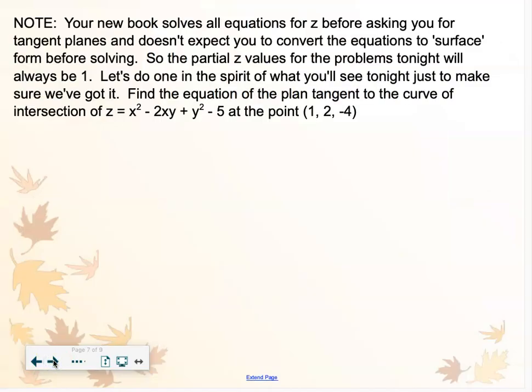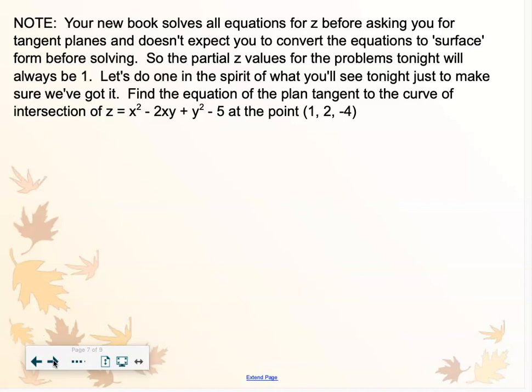All right. Okay. Notes. So, your new book. We're going to do one that's going to look more like your homework tonight, because your homework tonight's actually easier than what we've been doing, even though what we've been doing hasn't been very hard. So, your new book has every single equation solved for z.